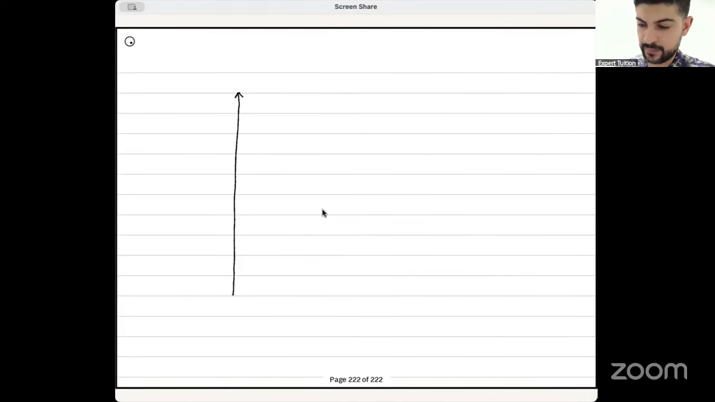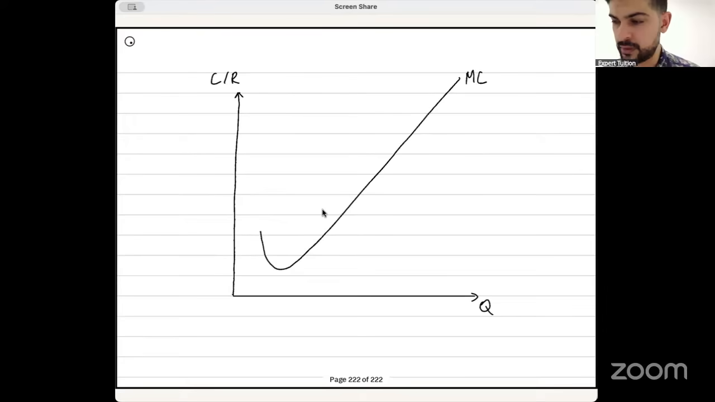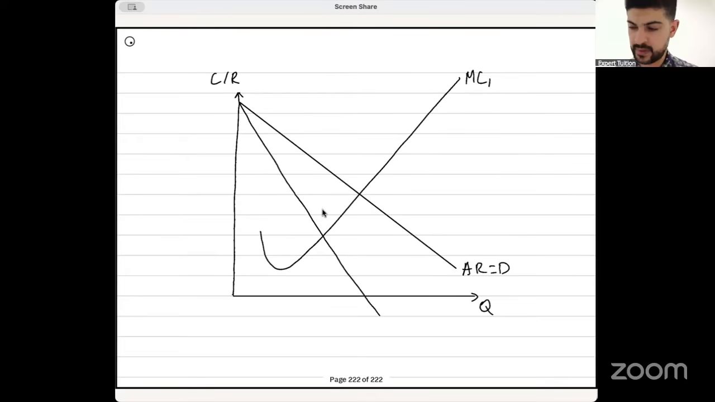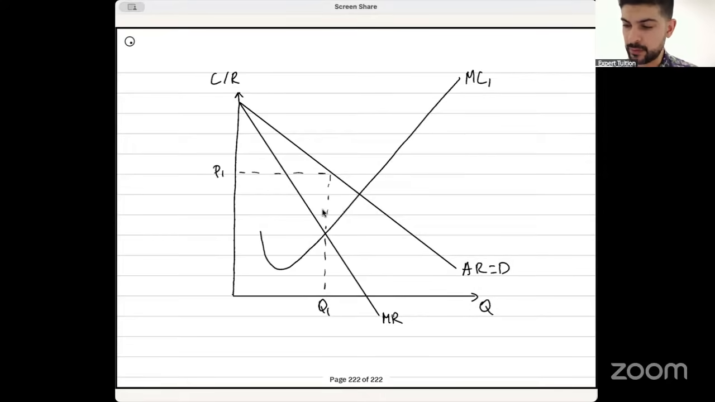So let's do it. Cost slash revenue. So there's MC1. AR equals D, and there is MR over here. Right, profit maximization is this, Q1, and across there is P1, and then we've got our AC curve like here, AC1, and here's their cost.